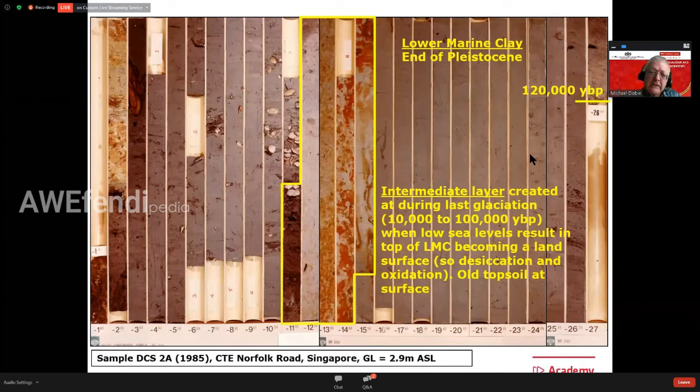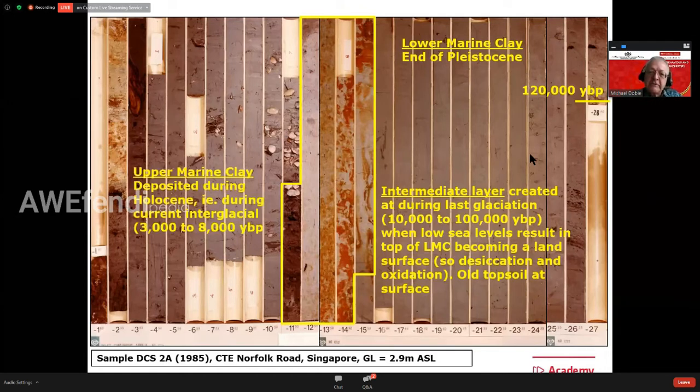And the reason why we see all that coloration is that we get oxidation going on due to the sun and weathering at the top of the deposit. And in fact, if you look at the very top, you see that dark brown color, that is an old topsoil. So that was an old land surface, and then we had the end of that glacial period, the sea level rose quite quickly, and then we got the deposition of the upper marine clay.